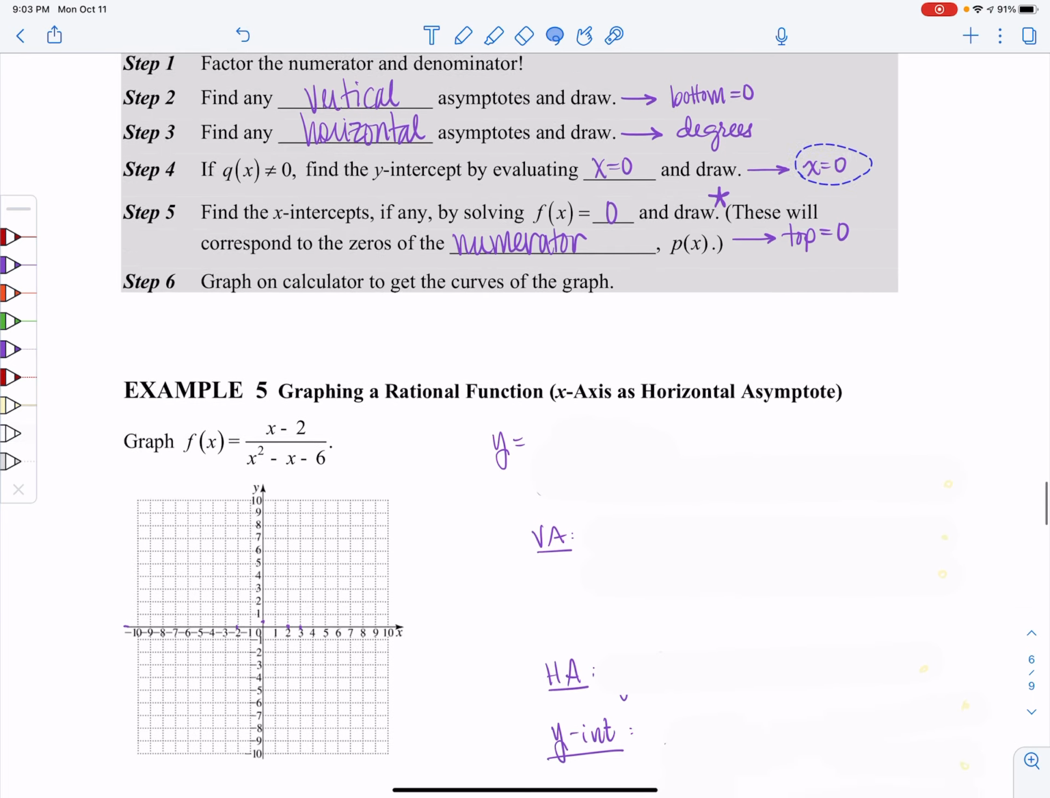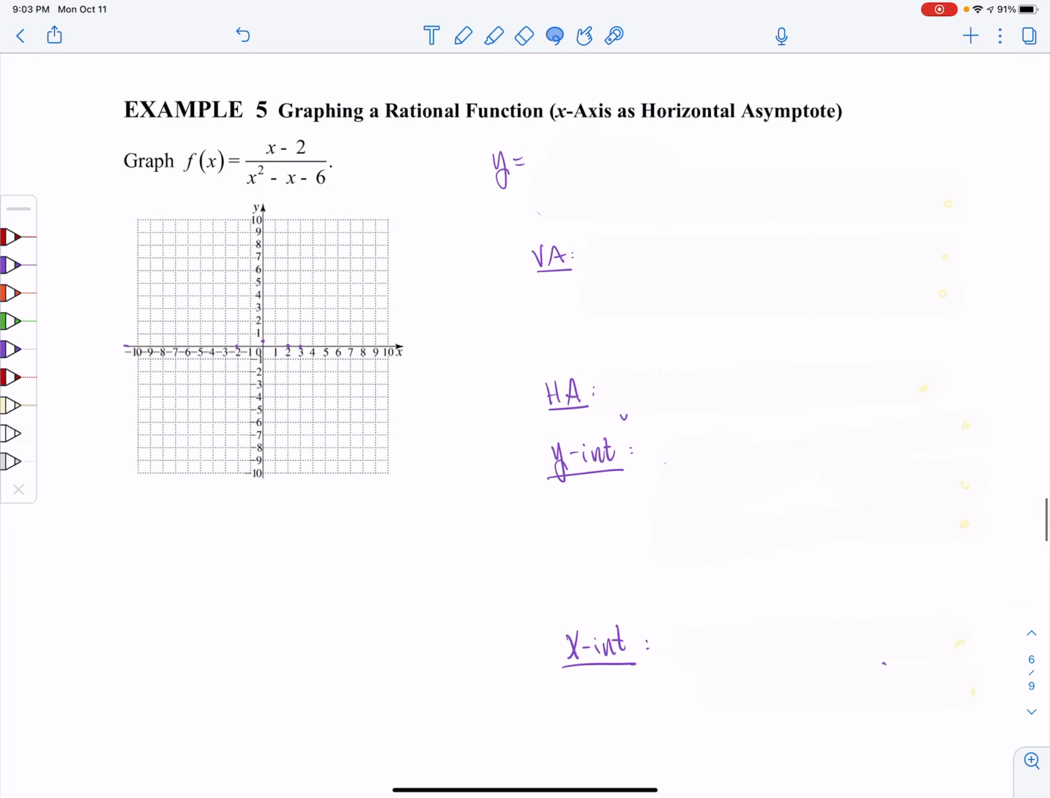All right, so example number 5. Let's start with this. And we have, first thing that we want to do is to factor. The top doesn't need to be factored, but the bottom does. So my vertical asymptotes, I have 2 of these. So it's going to be at x equals -2 and at x equals 3.